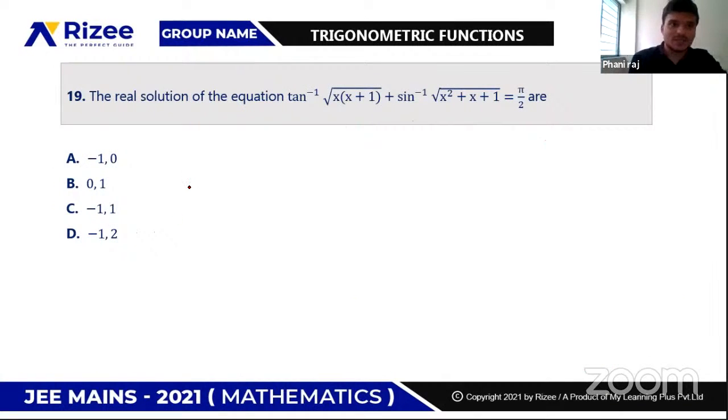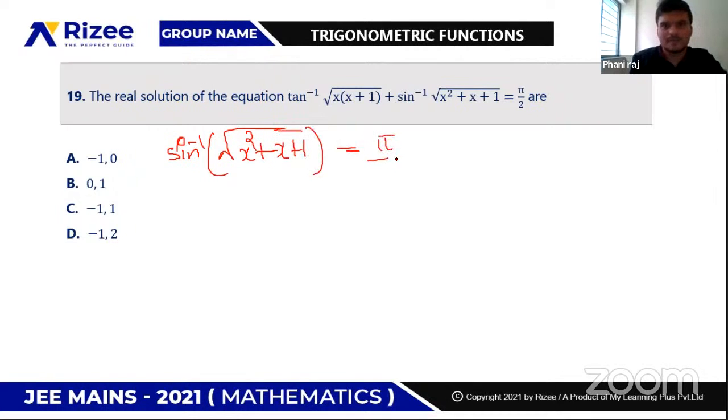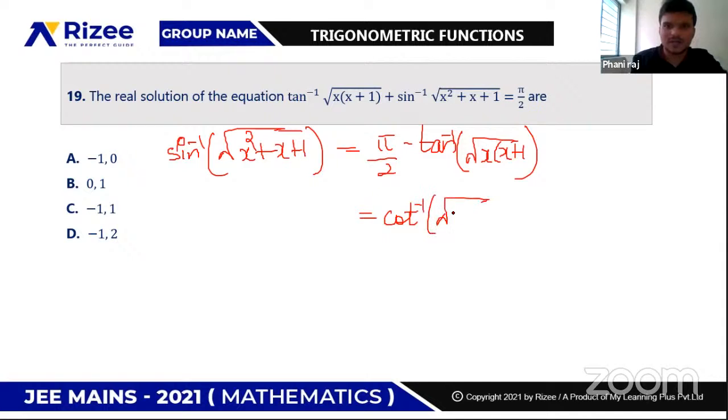Next is the 19th question. It's a nice question. So firstly, we'll get rid of tan inverse. Okay, x square plus x plus 1 equal to pi by 2 minus tan inverse of x into x plus 1. This is cot inverse of x into x plus 1, correct? Under root x into x plus 1. Now we'll try to simplify this.